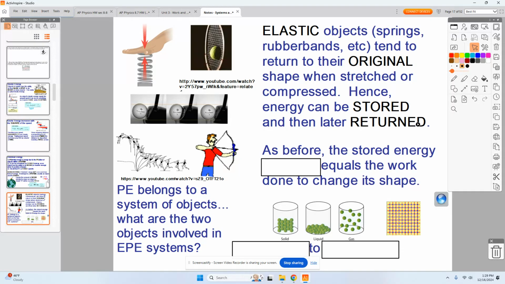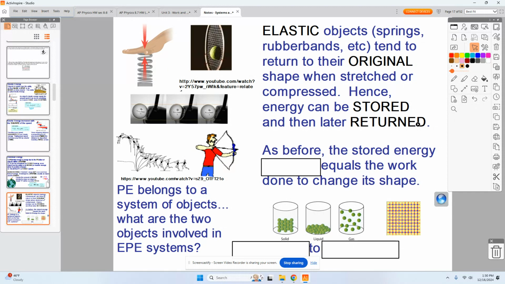The meter stick. You notice that the meter stick has a natural shape that looks like this. When I do some work on it and change that shape, I've stored the energy in the shape of that object. When I let this go, the meter stick wants to go back to its original shape, which means if I've stored some energy, I can get that energy back by allowing it to return to its original shape. So here I'm storing work, and then I'm getting that work back when I let it go back to its original shape.